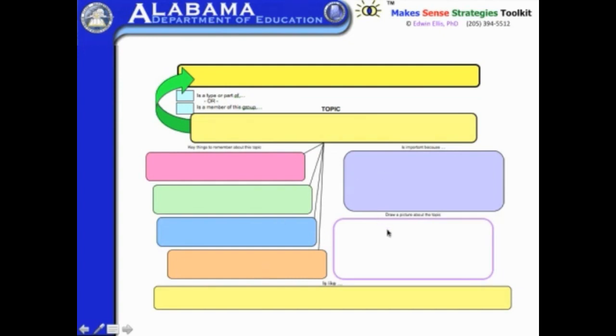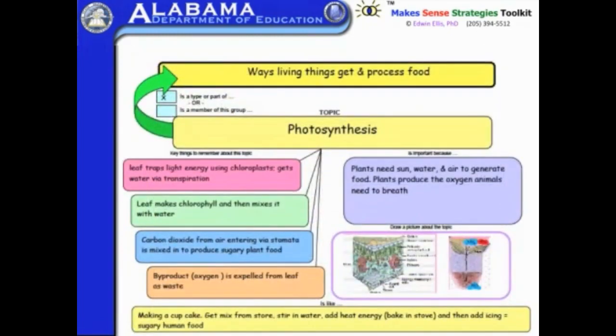Either draw or import a picture, and then "is like." In other words, what would be a metaphor or simile for that term? For example, photosynthesis is a type or a part of ways living things get and process food. Key things to remember about this topic. Why is it important? In this case, the student imported some pictures that sort of captured the essence.